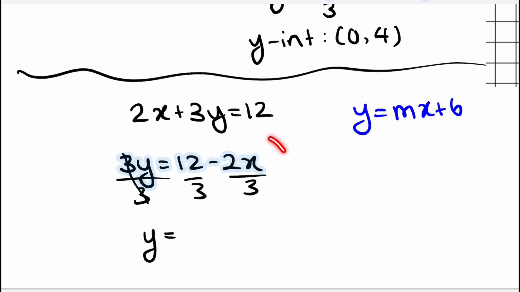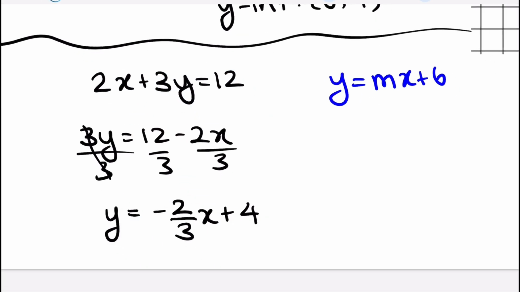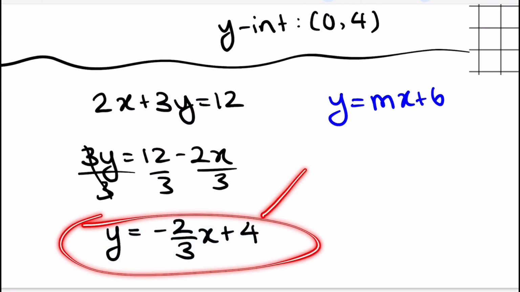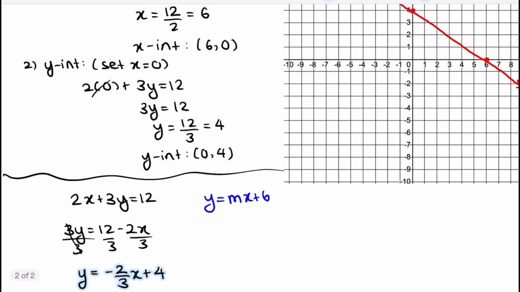I'm just going to write this term first. Negative 2 over 3x plus 4, because 12 divided by 3 is 4, right? So now we have this equation, and isn't that exactly in this form? Because we have y, we have our m here, x plus b. So now we've done that, and now we want to graph it.